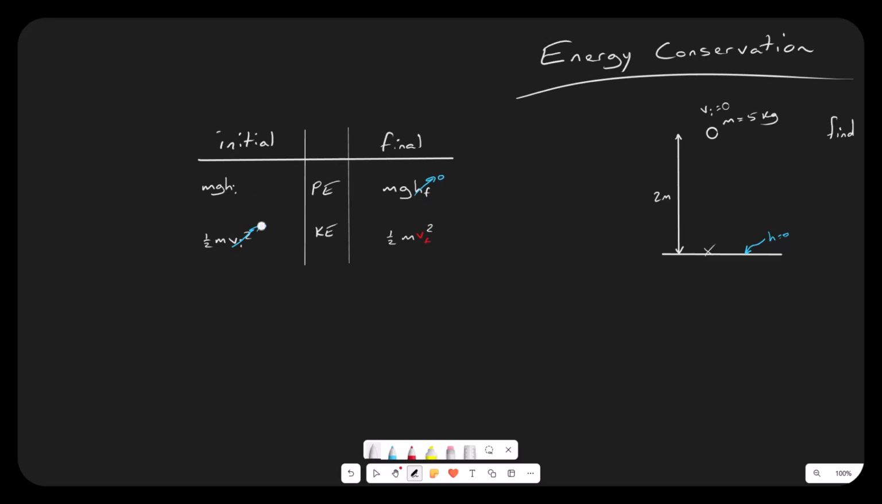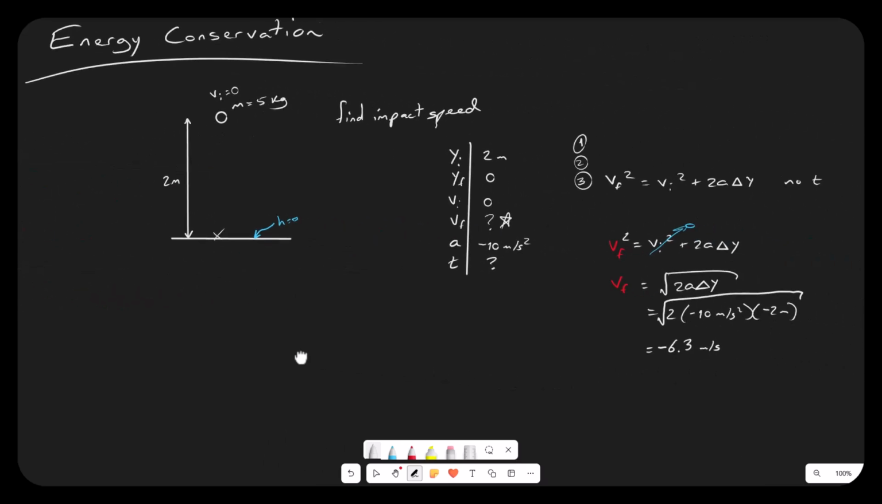So then my total initial energy is going to be mg h initial plus 0. My final is going to be 0 plus half m v final squared. Now I've got mass in these equations. There's my mass of 5 kilograms, so I do know the mass, but when I did this before, I didn't care about the mass. So I'm hoping that the mass is going to cancel out.